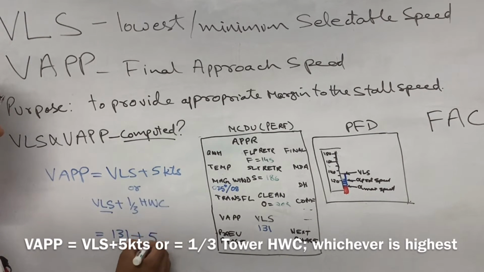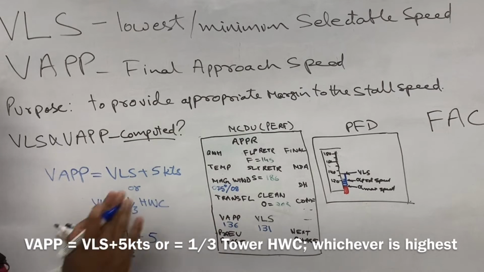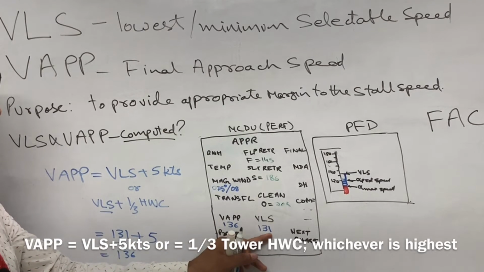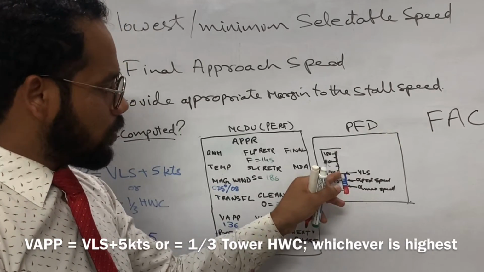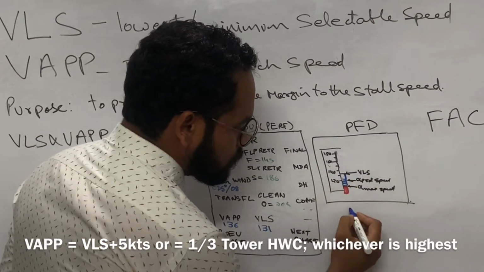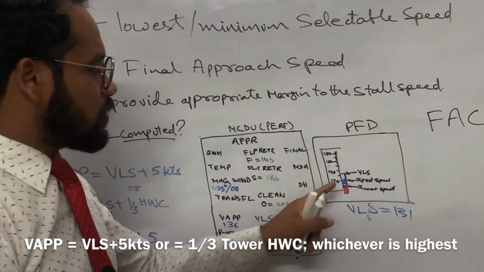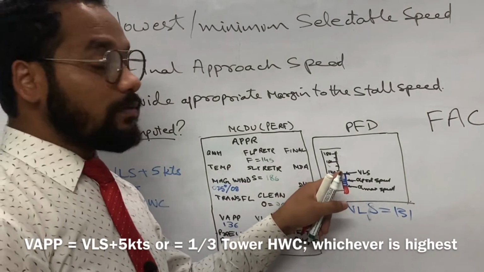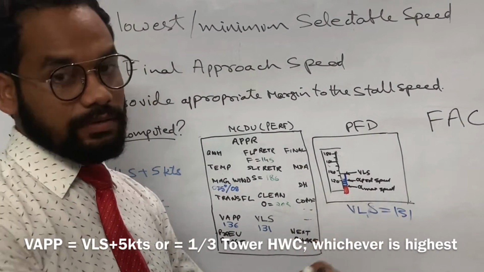So VLS plus 5 knots, how much is it coming? It is coming to be 136, right? So this 136 will be shown here. Hence your approach speed is 136, and VLS is 131. The 131 VLS will also be calculated by the FAC, and it will also show 131 here. We'll also discuss the case if it's not 131, if it's some other value, after some time.